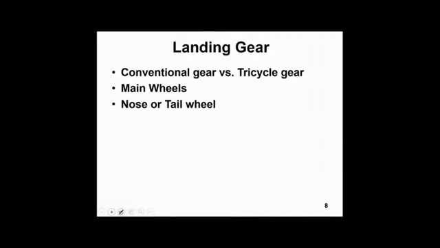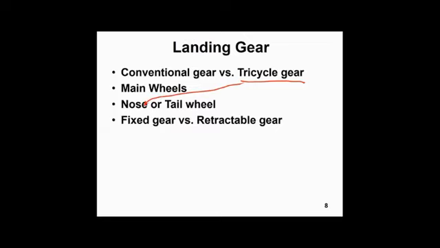Okay, we showed the main wheels, and a nose or a tail wheel. I also said a nose gear airplane is an airplane that has tricycle gear. It has a nose wheel, and conventional gear has a tail wheel. So let's take a look. Fixed gear means the landing gear doesn't go up or down. It stays bolted to the airplane, and it causes a lot of drag.